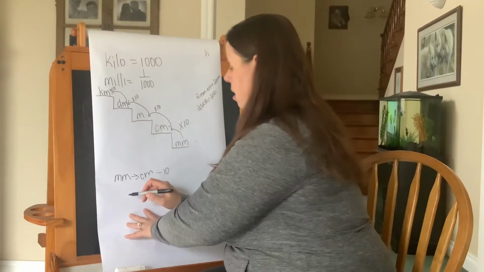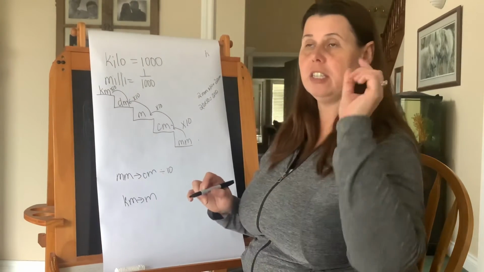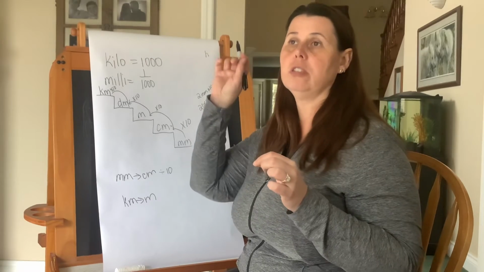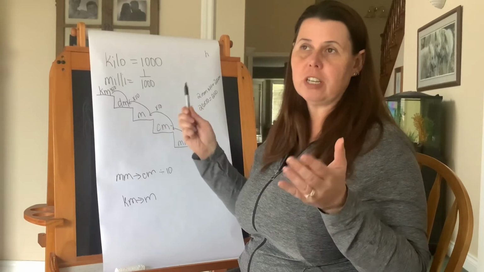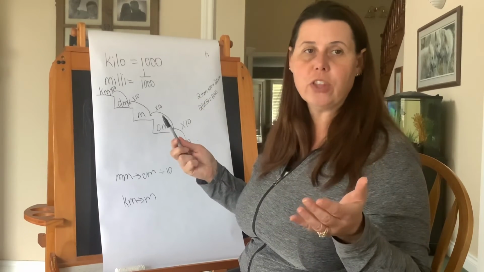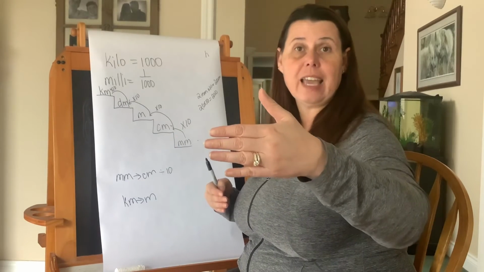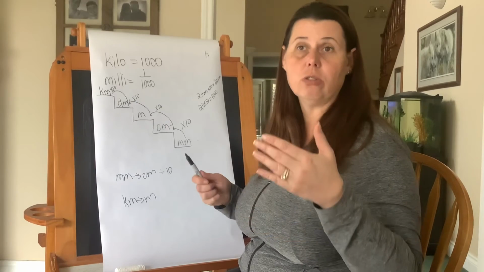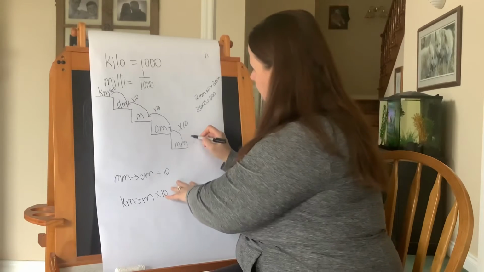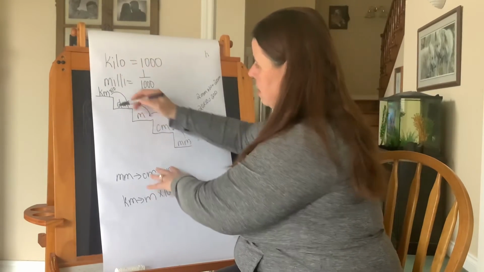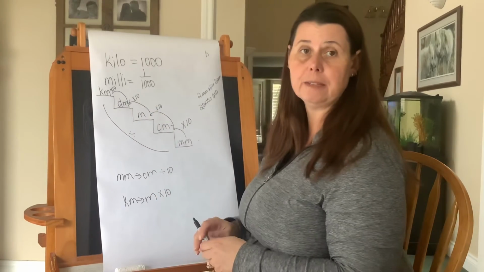If I'm going from kilometers to meters, think about it. The distance from our school to Tim Hortons would be about 1 kilometer, right? If you measured it in kilometers, it might only take you 1 of those. But to measure it in meters, think about all the meter sticks you'd have to lay out to measure that same distance. So it would take a lot of meters. So it's times 10. So when I'm going up the steps, it's times 10. When I'm coming down the steps, you're going to divide. Okay?